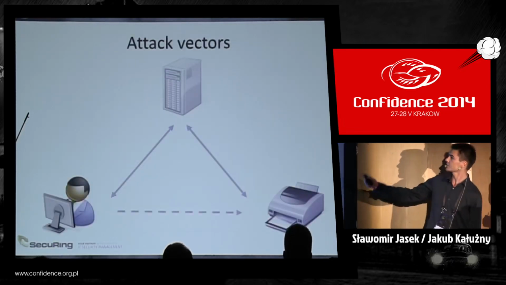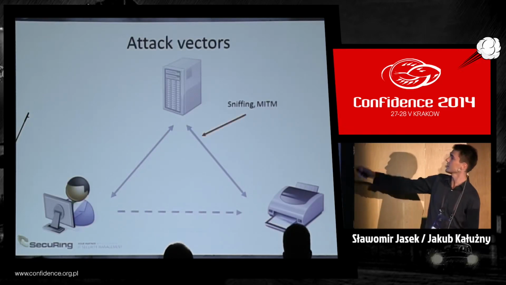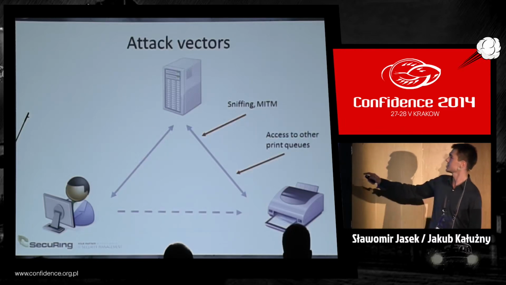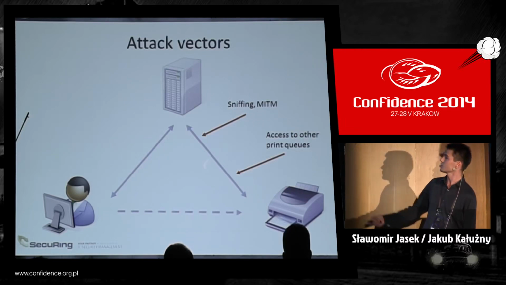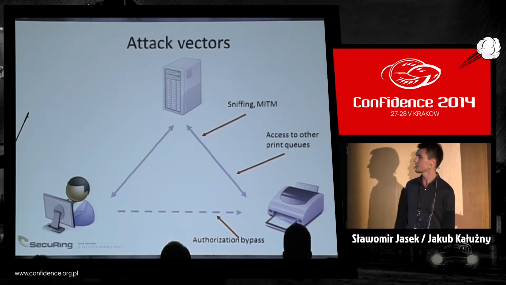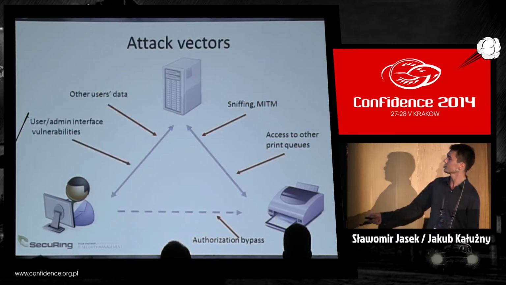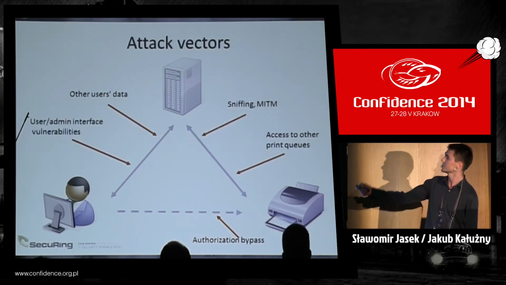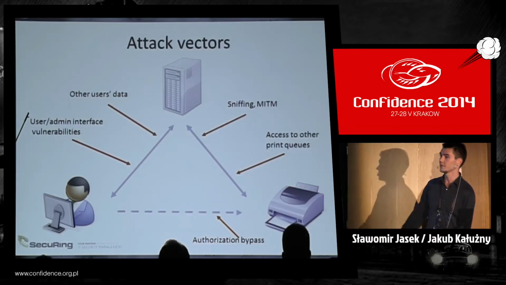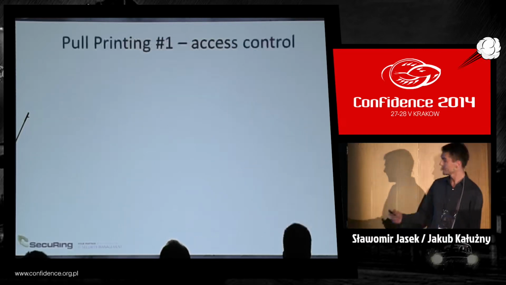So the attack vectors for this flow diagram: we would like to have sniffing and perform man-in-the-middle attack on the line between the server and the printer. Of course, we would like to access the other print queues. In most solutions here, we've got some proprietary network protocol. At the printer interface, we would like to have some authorization bypass. And of course, there are some situations and solutions where the proprietary protocol is on the line between the server and the user. So we'd like to access and steal users' data, and if there are any web interfaces, we would like to hack, for example, the administrative interface.